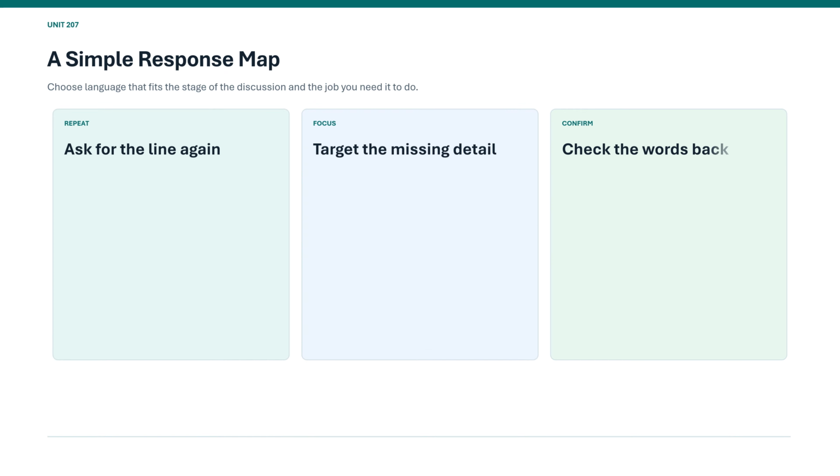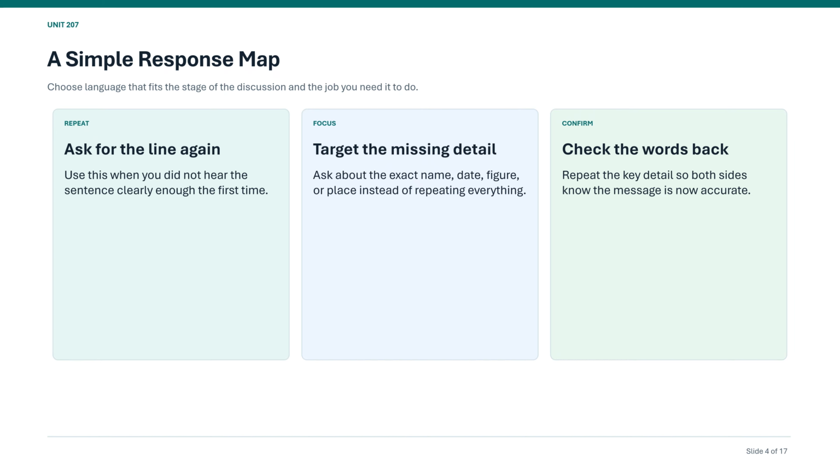This map gives you a fast way to choose the right response. Ask for the line again. Use this when you did not hear the sentence clearly enough the first time. Target the missing detail. Ask about the exact name, date, figure, or place instead of repeating everything. Check the words back. Repeat the key detail so both sides know the message is now accurate. A useful habit is to notice the stage of the discussion first and then choose language that helps the group move to the next step.